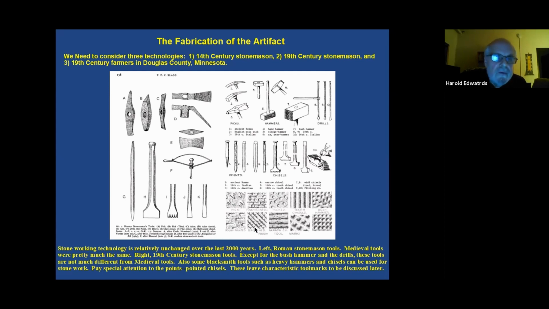And if you went to a tool shop today to get tools, you would still get tools pretty much that looked like this. And they're not all that different from the Roman tools. The big differences are this bush hammer and these rock drills. They would not have been found in medieval times or in Roman times. The other takeaway I would like you to have is that the heavy hammers and chisels and points were also used by blacksmiths. And so a person that has heavy blacksmith tools could also do rudimentary stone carving.